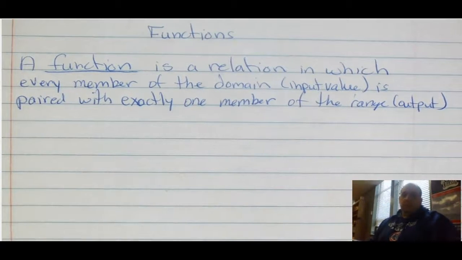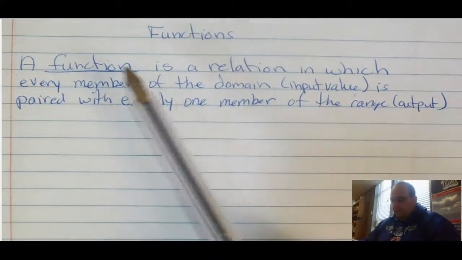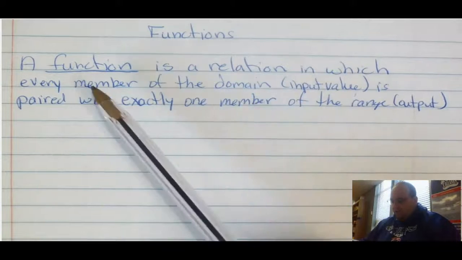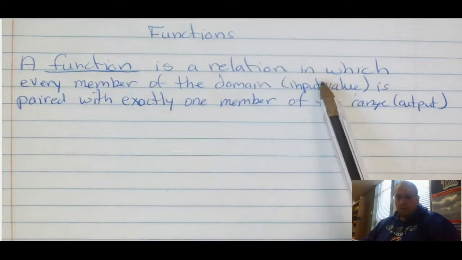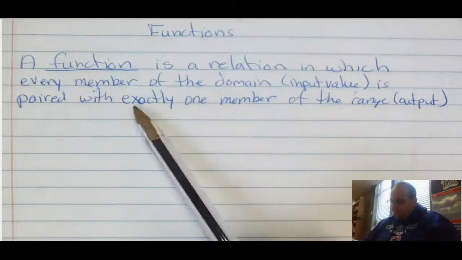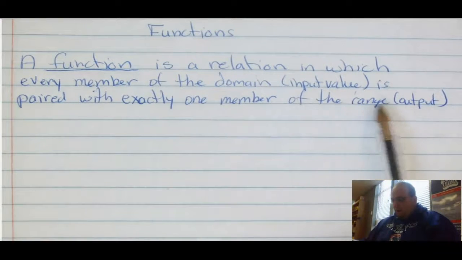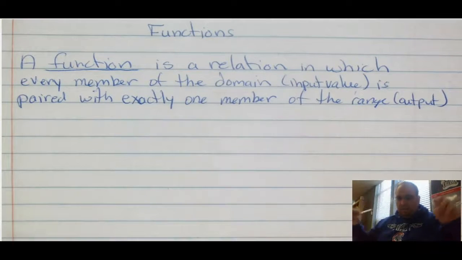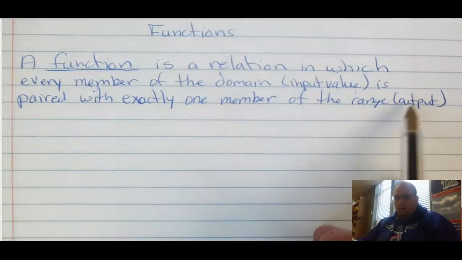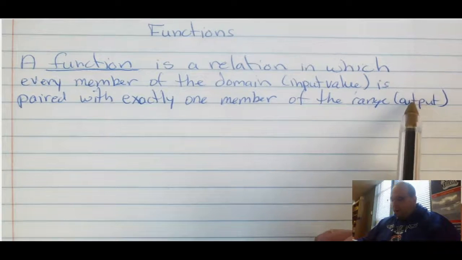All right, let's continue talking about functions and our work with functions. Just again, a review, another way to think about a function. A function is a relation in which every member of the domain, which is, quote, input value, is paired with exactly one member of the range, which is the output value, okay? So the domain input is paired with only one range or one output value.